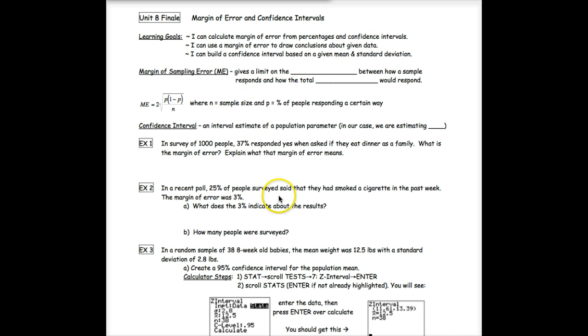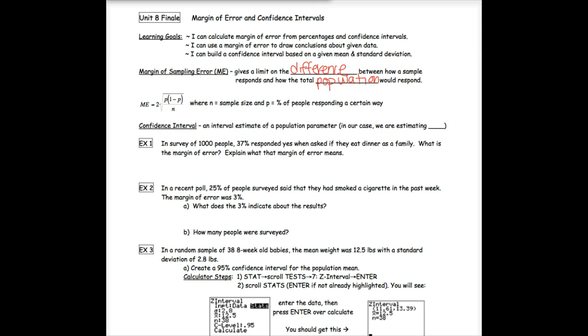So we kind of already previewed with the dispatch poll that we looked at, but a margin of sampling error, which we just call ME sometimes, gives a limit on the difference between how a sample responds and how the total population would respond. Because no matter how hard we try when we're using samples rather than populations, there's going to be some leeway on our margin of error.